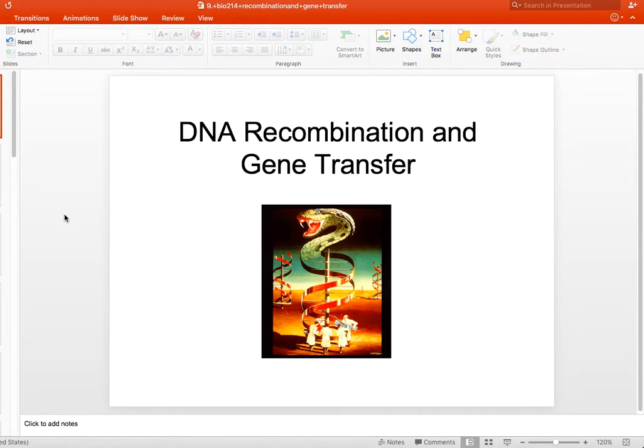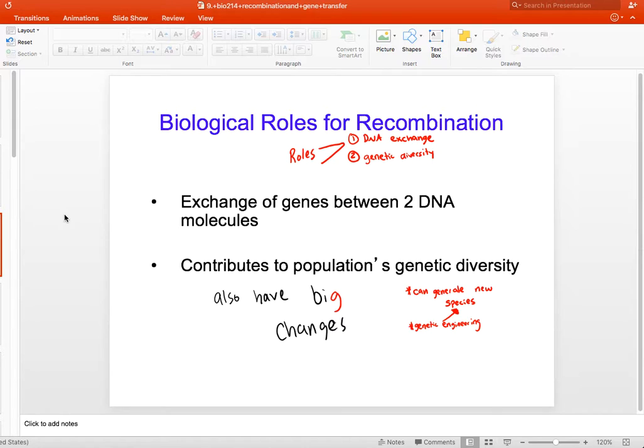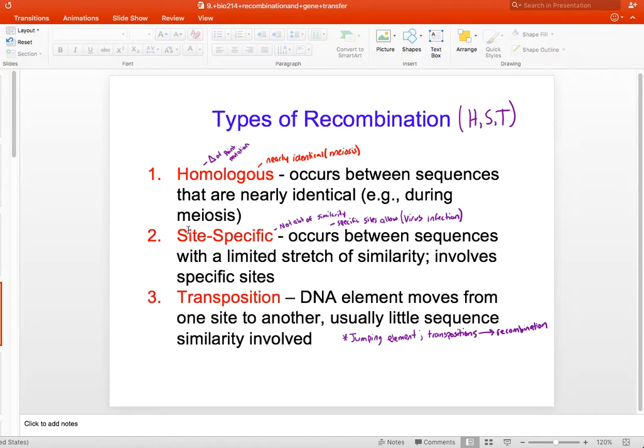DNA recombination and gene transfer. So there's different roles of recombination. Two roles are DNA exchange and genetic diversity. Exchange of genes between two DNA molecules contributes to population genetic diversity. You can generate new species in genetic engineering with recombination.